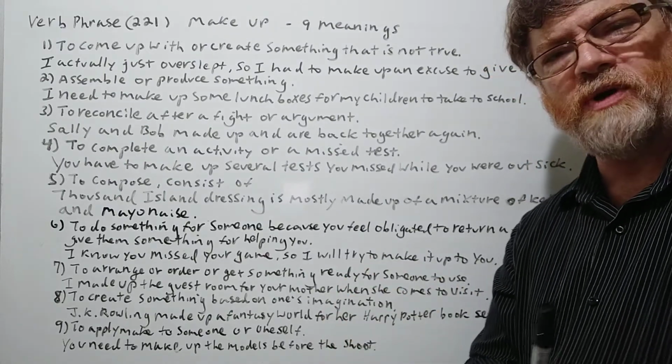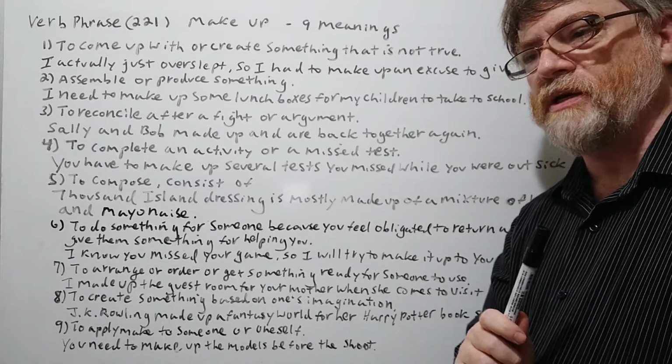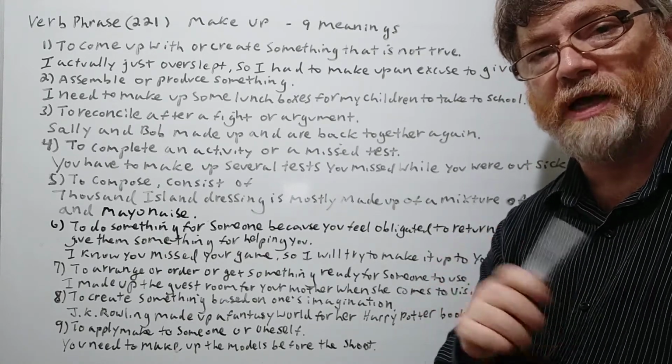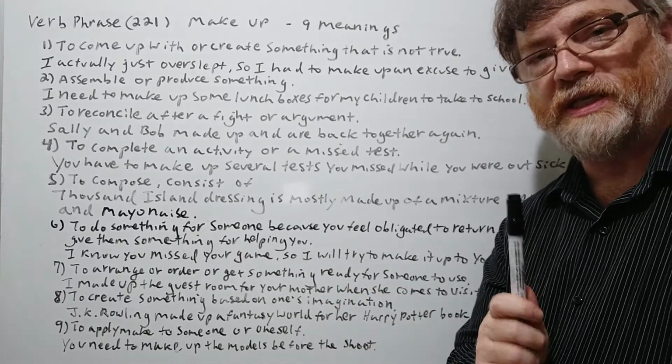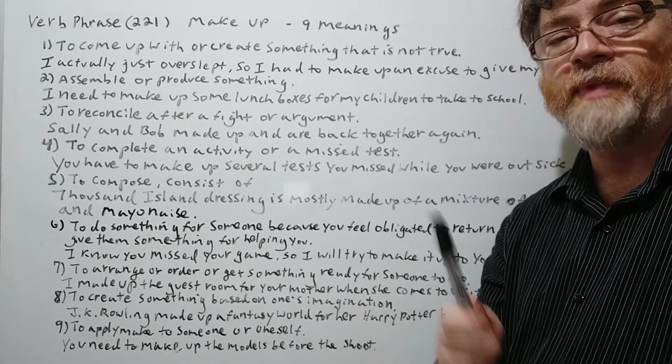Now, in American English, we don't often say that I make up myself. In American English, I think with oneself, we're more likely to say to put on makeup or apply makeup, or I need to put some makeup on. That's what women usually say. But you can make up other people, meaning put makeup on them as well.